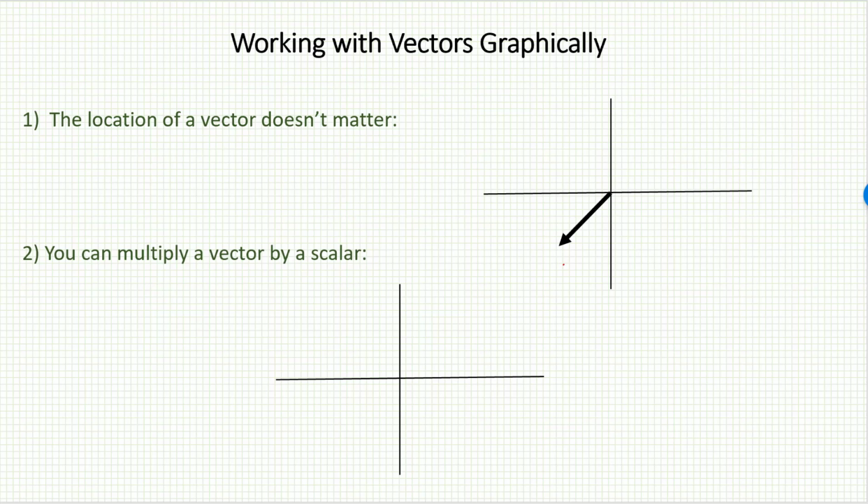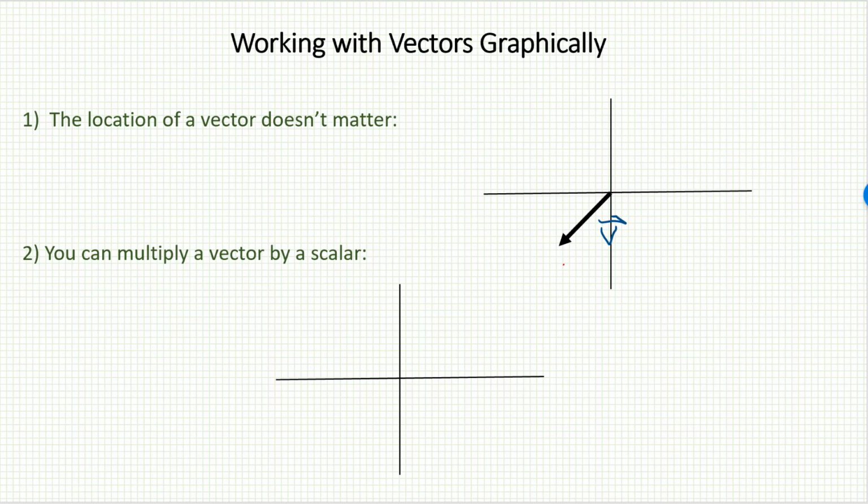Working with vectors graphically. Here are a few principles to share. Number one, the location of a vector doesn't matter. Now here's that same vector v we were looking at. It's that 30 mile per hour northeast wind.